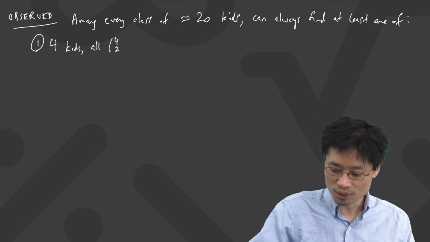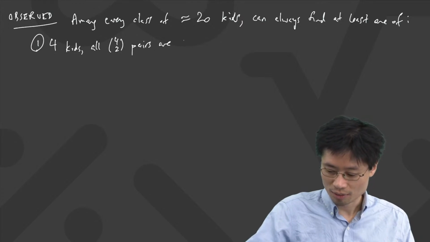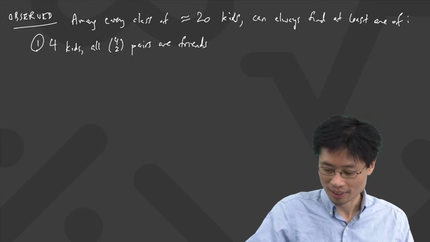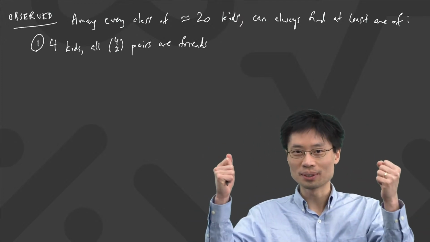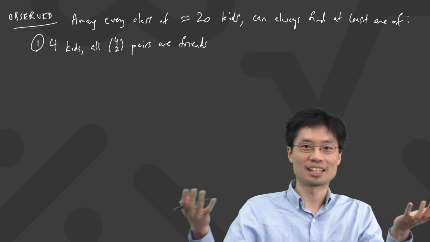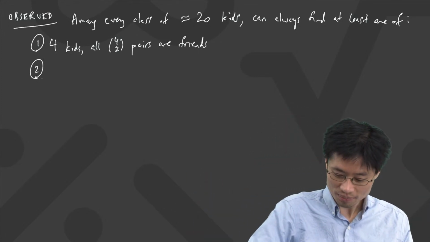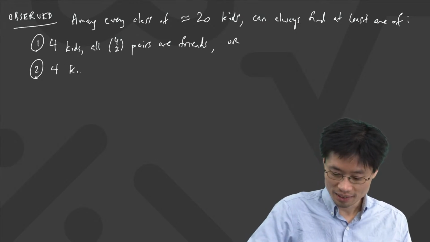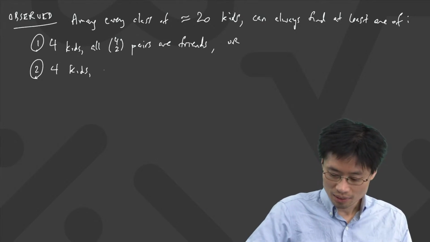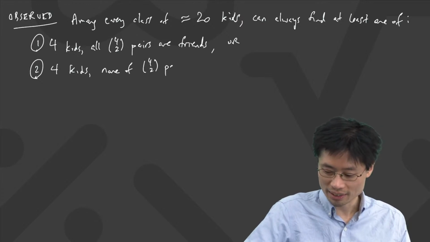All 4 choose 2 pairs are friends. We're going to assume that friendship here is mutual, in the sense that if you have 2 people, then they are friends or they are not friends, like that. Or you can find 4 kids, none of whose 4 choose 2 pairs are friends.